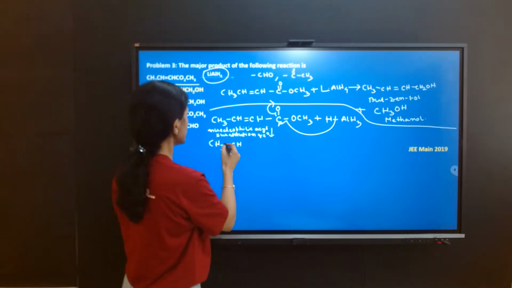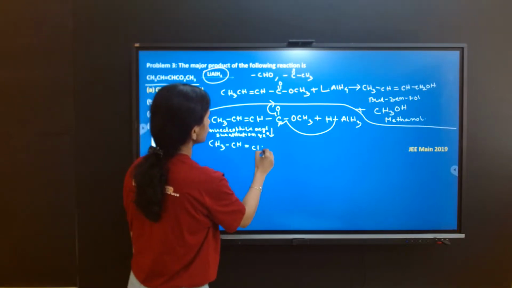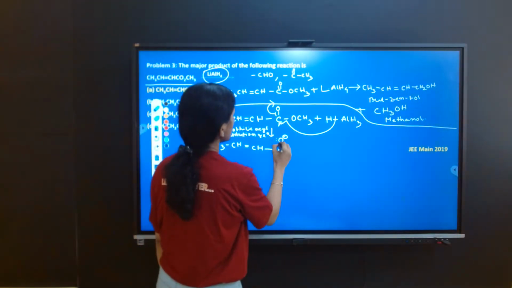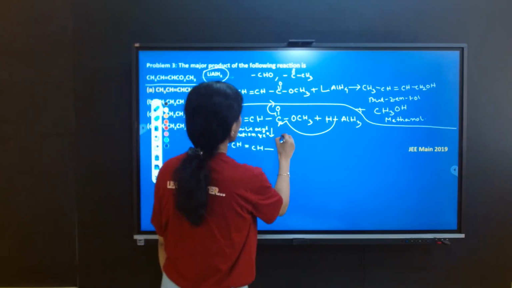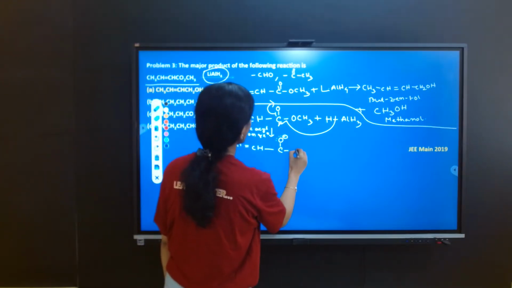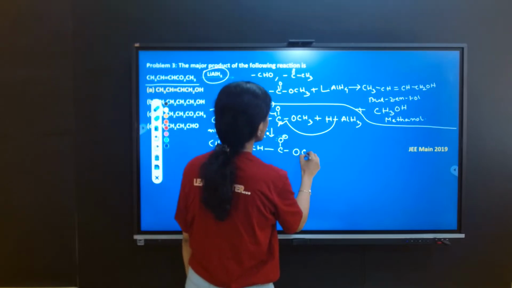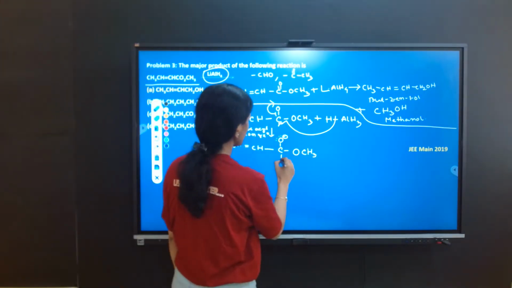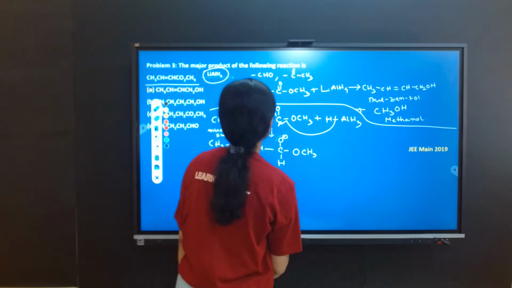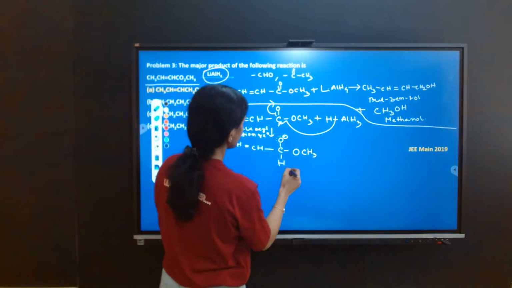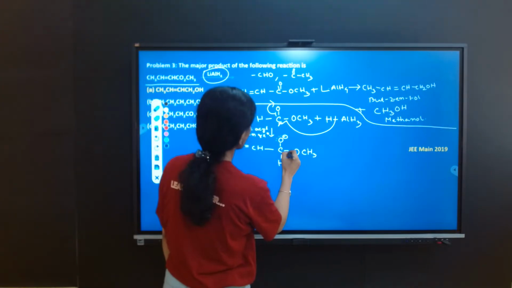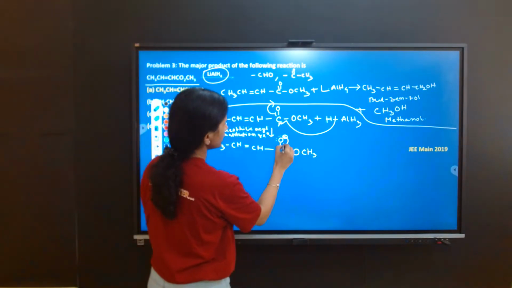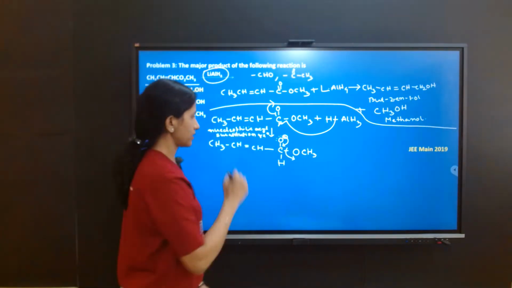And this will give you CH3CH double bond CH CO minus. Now what will happen? So this will go in this way and this bond will break, right?